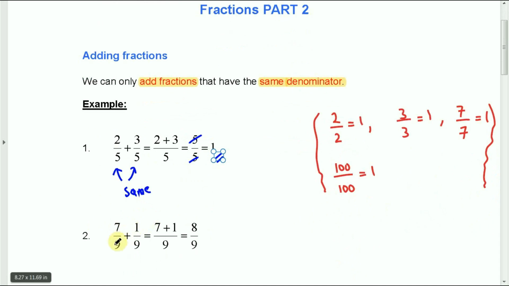Now with number 2, 7 over 9 plus 1 over 9. Remember the idea, check the denominators. So are the denominators the same? I've got a 9 here, a 9 here. The denominators are the same. So we draw a big line like this, put that 9 over here. So the 9 is going to be the denominator of our answer fraction. And we're adding, so it's 7 plus 1, write that on top. 7 plus 1 is 8 over 9. So that should be the answer, 8 over 9.